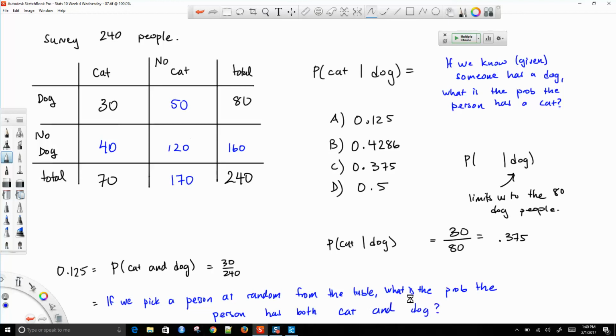Okay. In both cases, the numerator is 30 because there are 30 people who have cats and dogs, and over here the person is going to have both cat and dog as well. So there's also going to be 30 people. The difference here is that with 0.125 cat and dog, we're saying we're going to draw someone at random from the entire table. So our denominator is 240. Over here, we're saying we know that this person has a dog. So we are limiting ourselves to just these 80 people. So cat given dog versus probability of cat and dog, they are different. Okay? Because in one, we are limiting ourselves to just one subset.